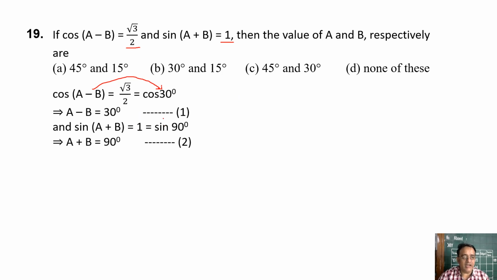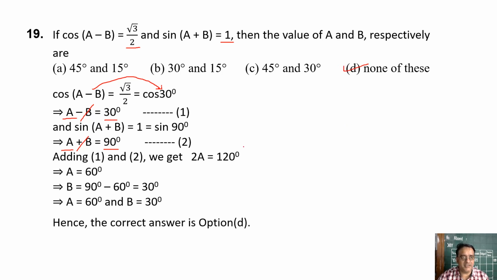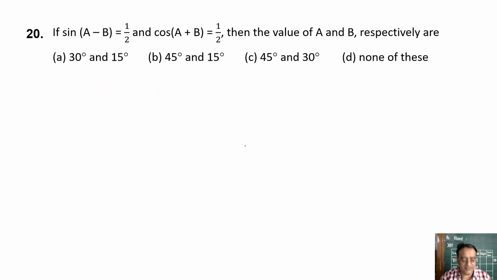नाउ वी आर गोइंग टू ऐड इक्वेशन 1 and 2. इफ़ यू ऐड यू विल गेट a plus a 2a is equal to 120. So what is the value of a? 60 degrees. And you will get b is equal to 90 minus 60, that is 30 degree. So we got two values, 60 degree and 30 degree. So which option is the correct one? Option D, because that option is not here. Now we are moving toward the last question of today's session.